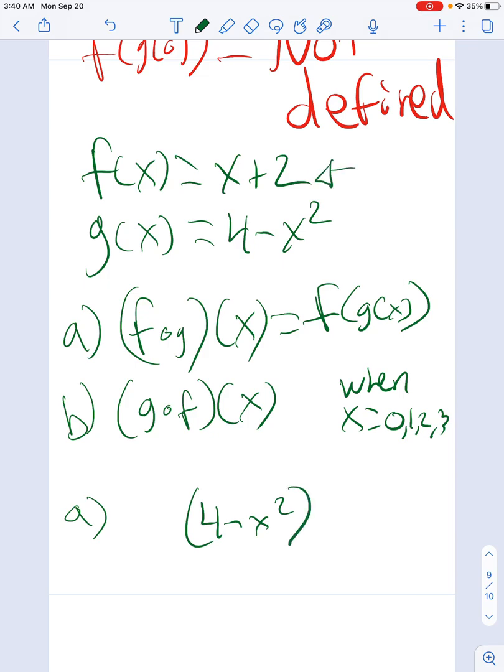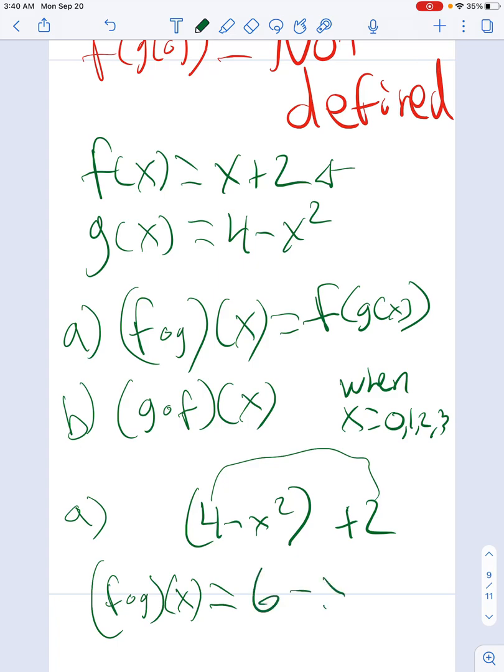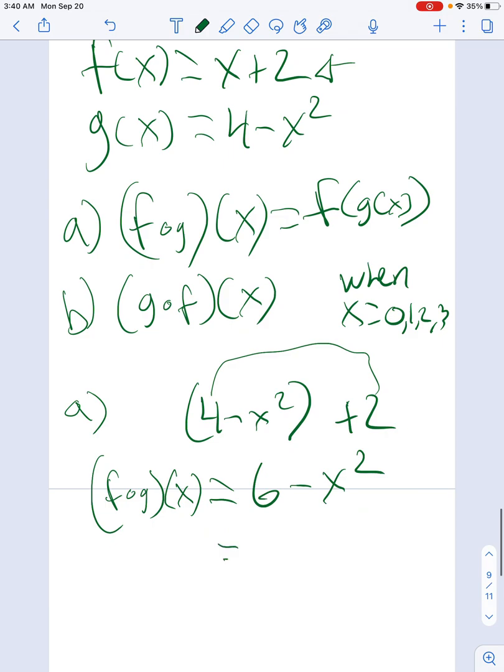And then every time in this function that I see an x, I'm going to plug that in. So in this case, all I have to do is add a 2 on the outside. So f of g, and I'm not going to solve it quite yet. I've got some like terms here. 4 plus 2 is 6. So I would just say 6 subtract x squared. We like to put the exponent first. You could write it like that as well.